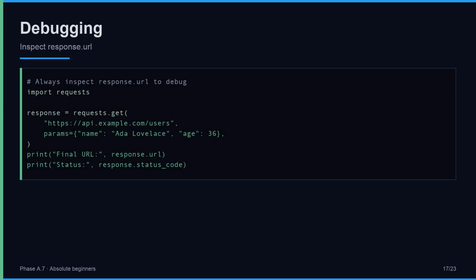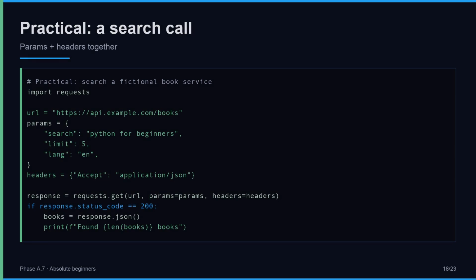A debugging tip. Whenever your parameters seem wrong, print response.url. It shows the full, encoded URL that requests actually sent. You can paste it into a browser and compare. You will see how the space was encoded, how the integer became a string, how the ampersands joined the pairs. This single line of debugging saves hours of confusion. Always know what URL you actually sent. Debug with one print.